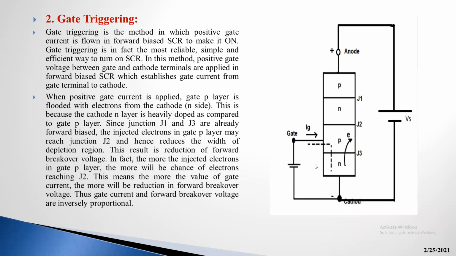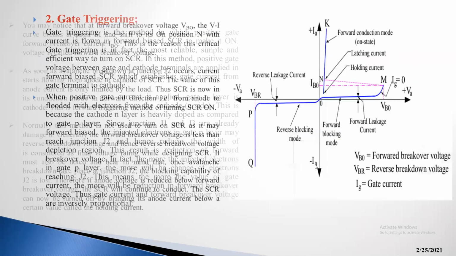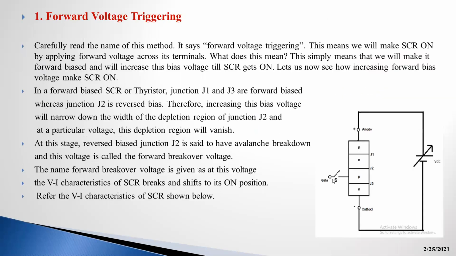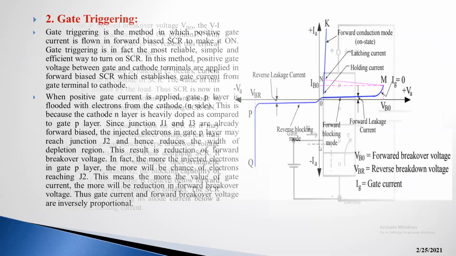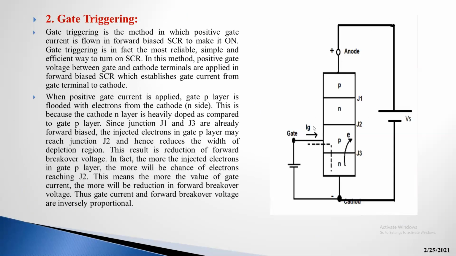It is clear. The only difference from the previous technique is that there, no voltage is applied to the gate circuit, but here a voltage is applied to the gate circuit. So there is no need to apply a high voltage across the anode and cathode. We can just apply the normal voltage across the anode and cathode.